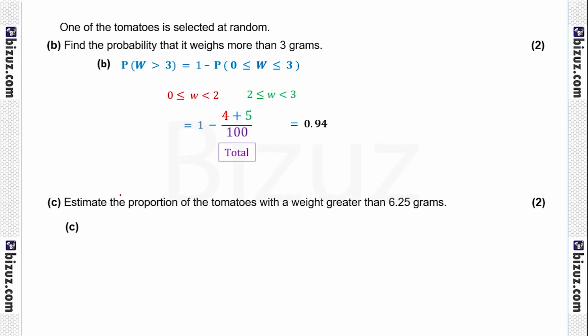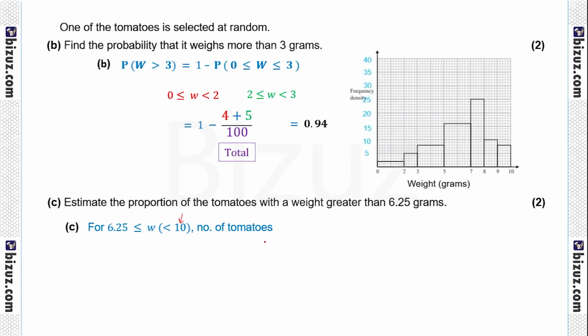Next part, part C. Estimate the proportion of the tomatoes with a weight greater than 6.25 grams. All right. So, for the tomatoes with a weight of greater than or equal to 6.25 grams and less than 10, because 10 is the maximum weight in the histogram. So first we need to find the number of tomatoes in this interval and then divide by the total number, which is 100, to find the proportion or the probability.